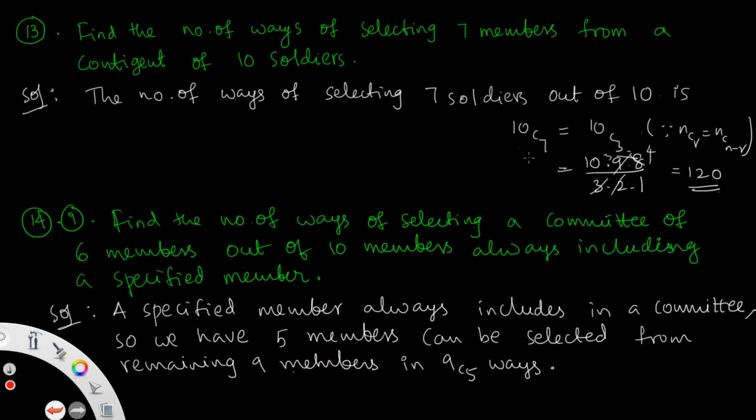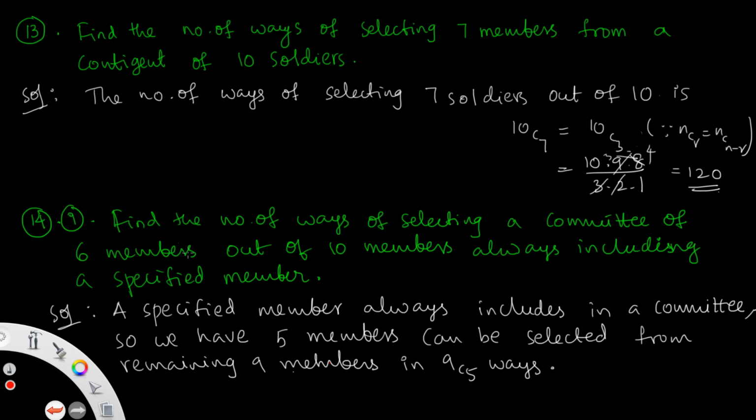This is the number of ways of selecting 7 soldiers out of 10 people. It can be done in 10C7 ways, that is 10C3. Why? Because nCr equals nC(n minus r). Otherwise the calculation is lengthy, but applying this formula gives a quick calculation: 10C3, which is 120 ways. This is question number 13. Then go to question number 14.